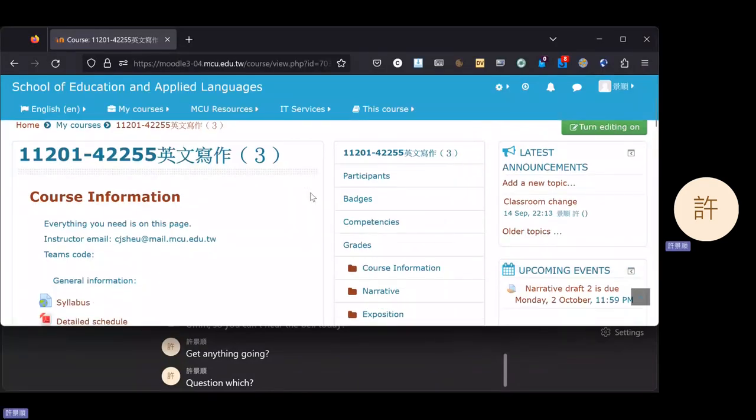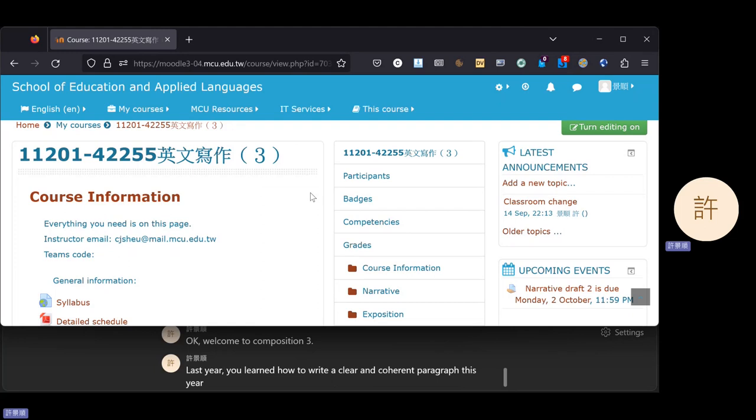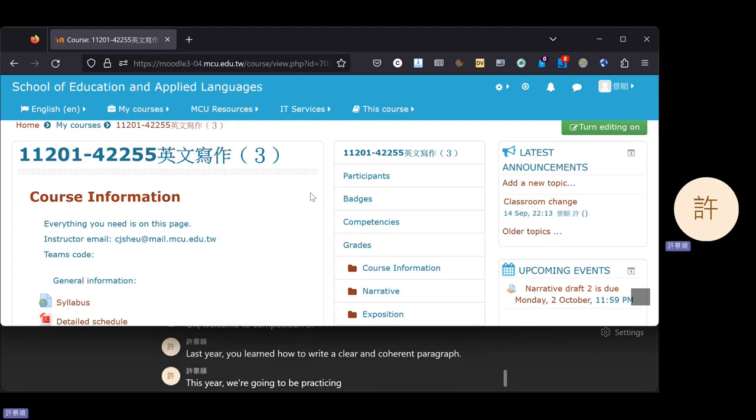Okay, welcome to composition 3. Last year, you learned how to write a clear and coherent paragraph. This year, we're going to be practicing different kinds of essays.